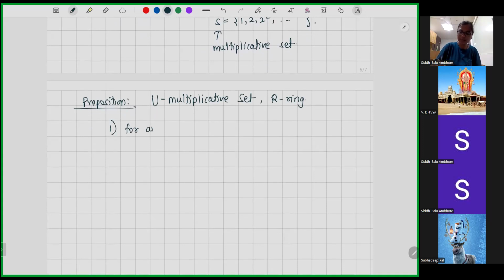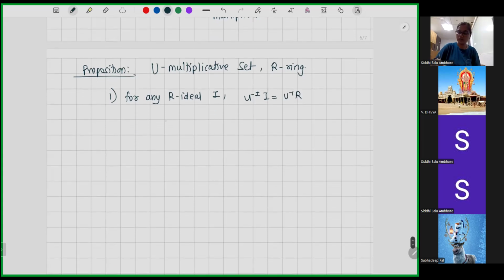For any ideal I, U inverse I, when I write this it is localization, is nonempty if and only if U intersection I is not empty. Okay, when I write this U inverse I, it is just the elements of the form a by u, where let me write this as capital U to avoid confusion, such that a in I and u in U.